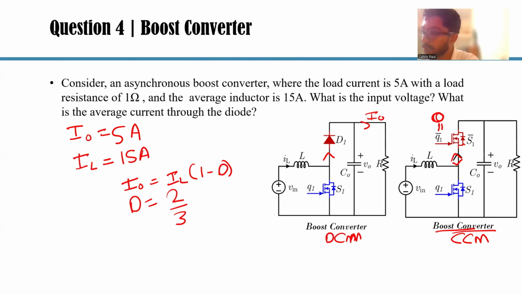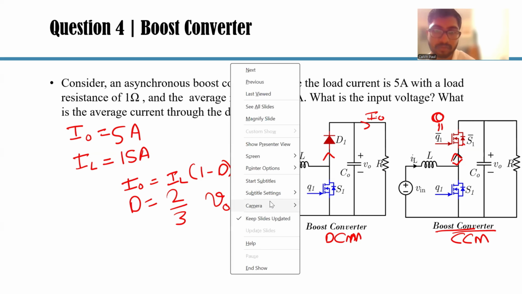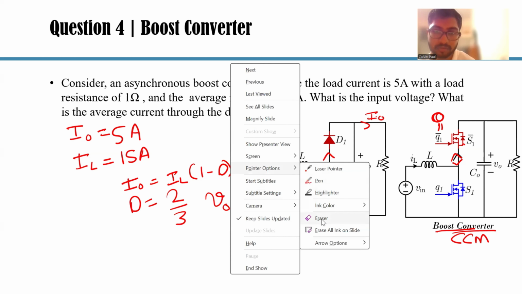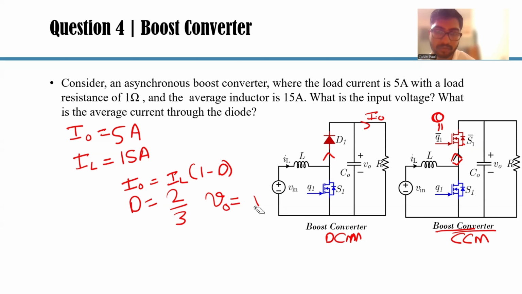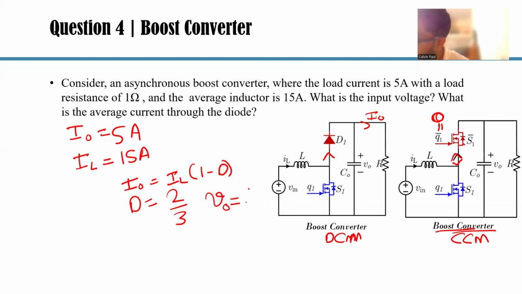Okay, what is the V output voltage? 5 volt. So the output voltage is actually your load current into the load resistance. So 5 ampere into 1 ohm. So your output voltage is equal to 5 volt. Okay. So what is your input voltage then?